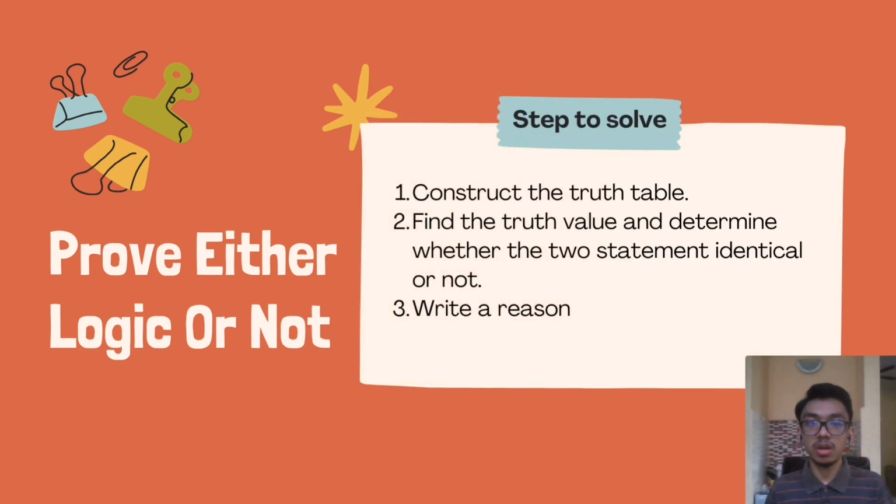Then we will have to figure out ways to prove the statements by first constructing a truth table, then finding the truth values and determining whether the two statements are identical or not. Lastly, write a reason.